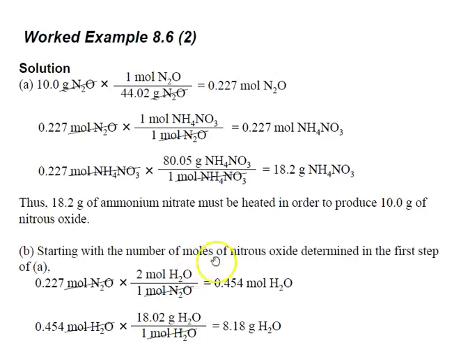Part B, starting with the number of moles of nitrous oxide determined in the first step. So we have 0.227 moles of nitrous oxide, right here. So we're starting with that. To go from moles of nitrous oxide to water, we use the coefficients from the reaction. There's 2 parts water formed from 1 part of the nitrous oxide. This gives us moles of water. And then we can use the molecular weight of water, allow the moles to cancel, and that gives us our mass of water, 8.18 grams.